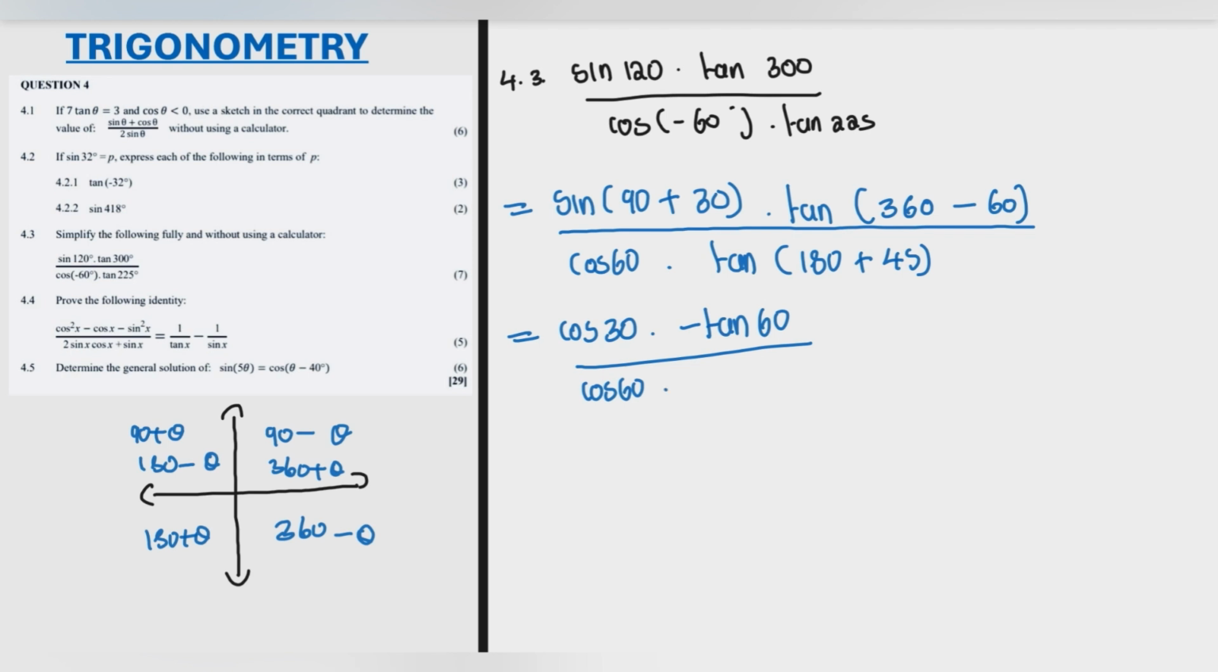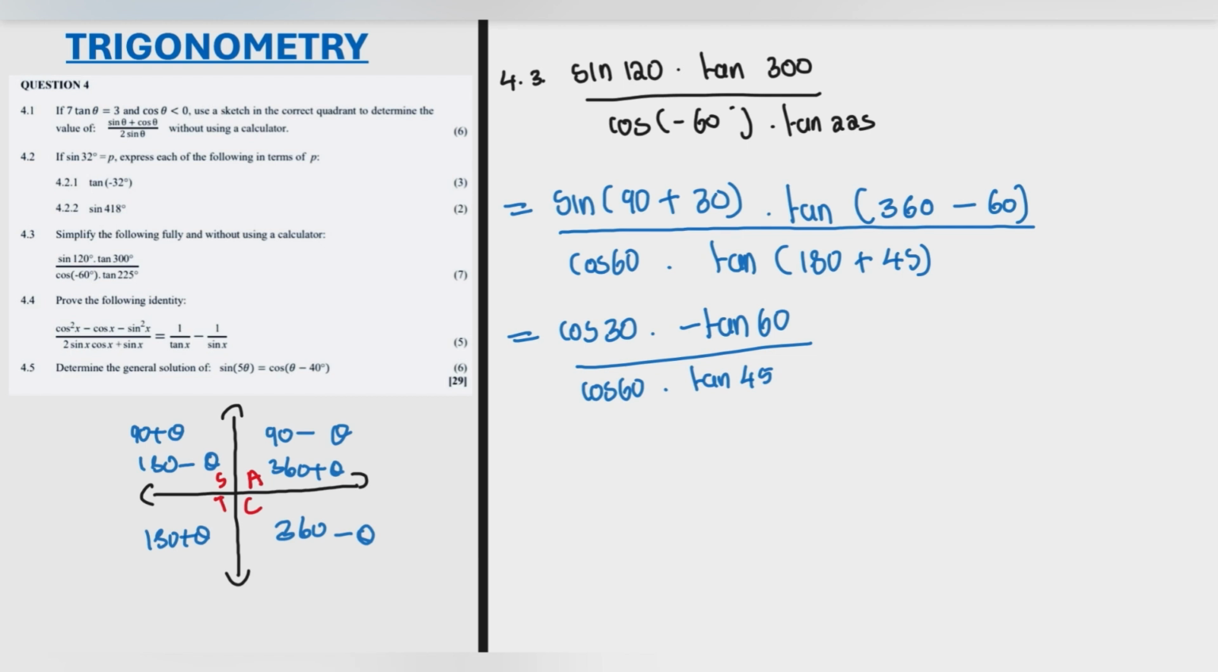cos 60 times tan of 180 plus 45, that is in the third quadrant. In the third quadrant, tan is positive. Remember, all students take coffee. So in the third quadrant, your tan will be positive. So we write it as tan of 45.